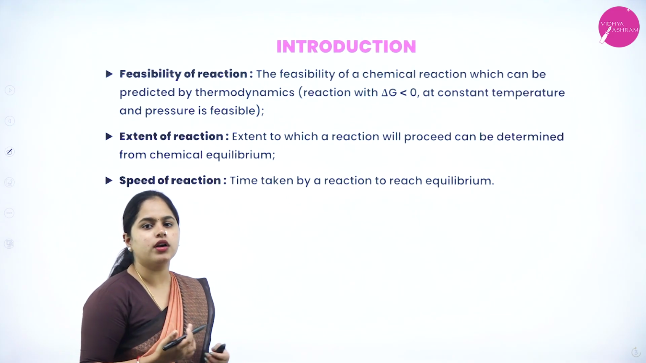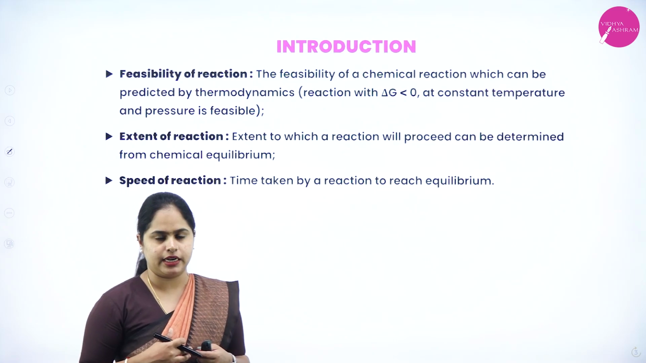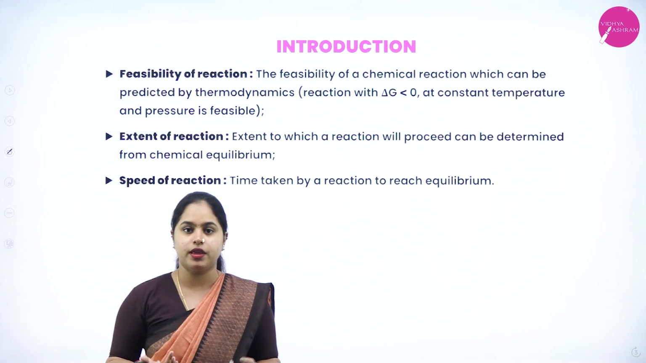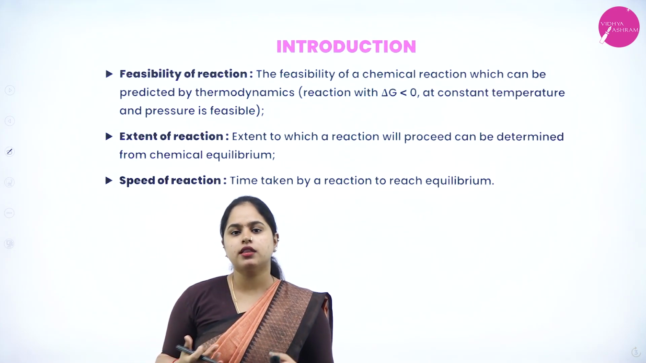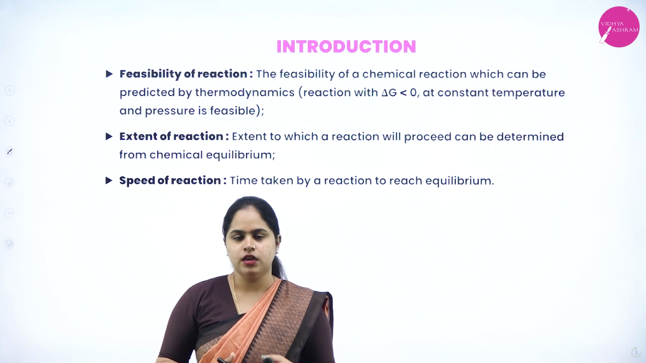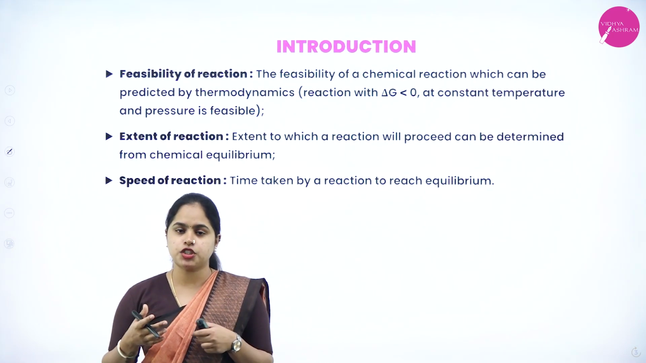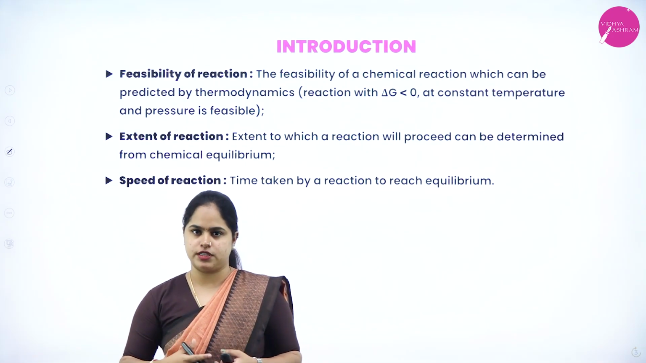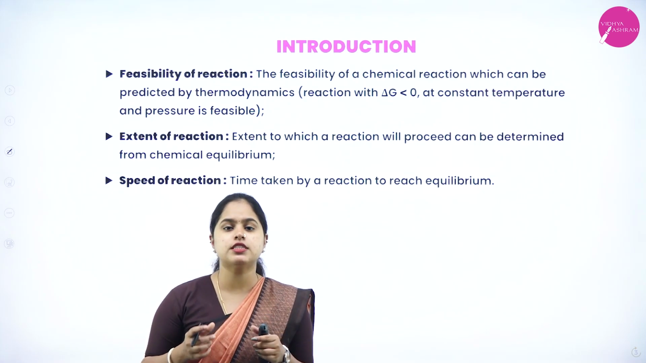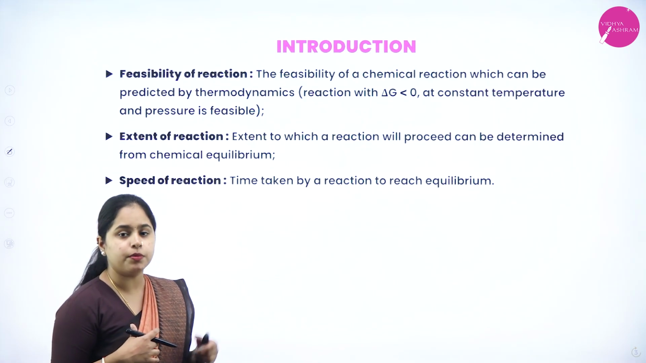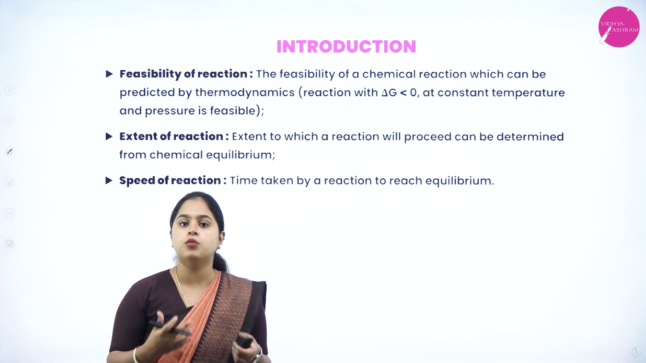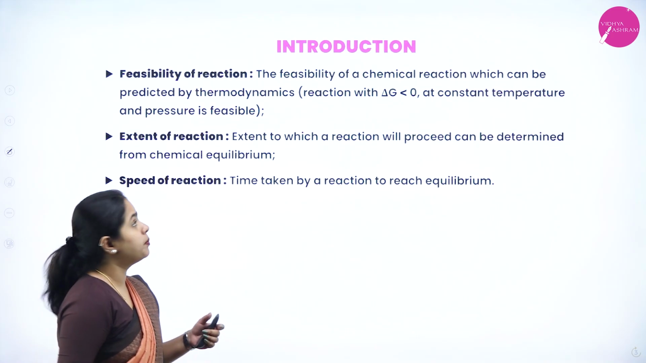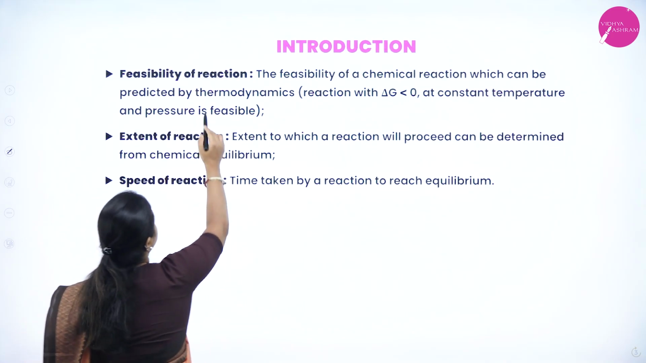So first of all, what is it that we are going to study in chemical kinetics? When we talk about chemistry, the first thing that comes to our mind will be chemical reactions, right? In chemistry, a lot of chemical reactions take place. So how can you determine whether a reaction will take place or not, that means whether a reaction is feasible or not feasible? This word feasibility you might already be familiar with because you have studied it in class 11 thermodynamics chapter. The feasibility of a reaction can be predicted using thermodynamics.